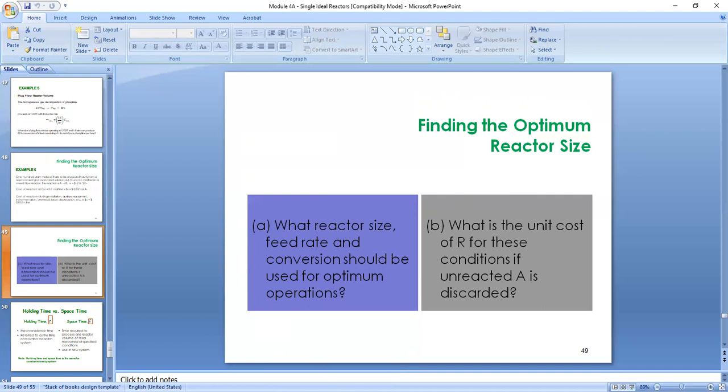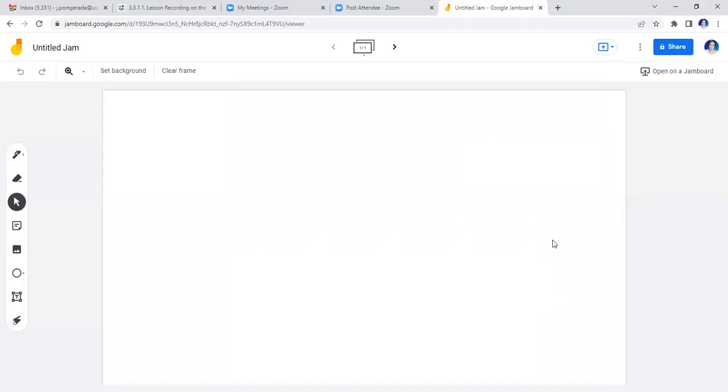Okay, so now we go to our board, our Jamboard. That way we can write the solution of this. I hope you can see the Jamboard already. And this is the 6th sample problem on this set of slides. So we will write our given information. Okay, so we'll start with the given information. I hope you have taken the screenshot of the problem.